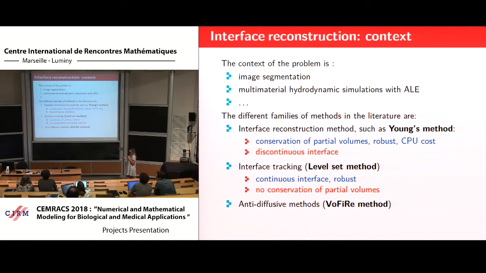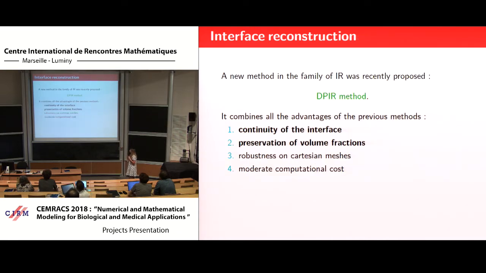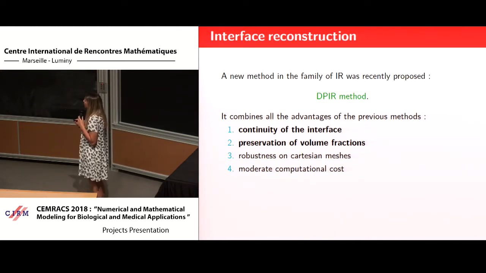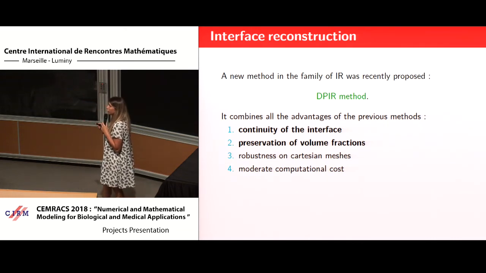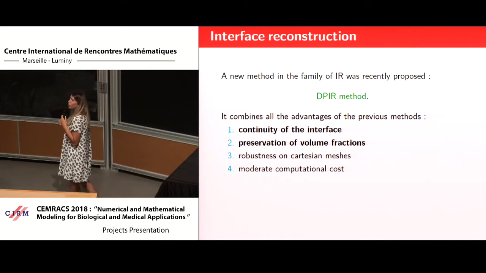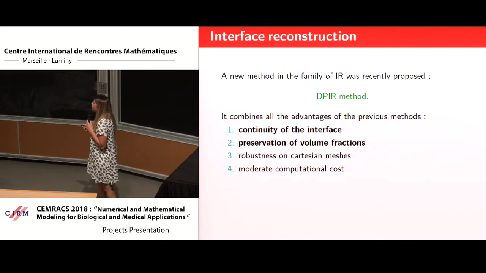But we focused on those two families and actually wanted a method that was able to combine the advantages of these two methods and avoid the drawbacks. And so the method that we study is the PIR method, which was proposed in 2017. It's able to construct an interface that is continuous. It's able to preserve the volume fraction in its cells. It's robust, for the moment, on Cartesian meshes. And it has a moderate computational cost.